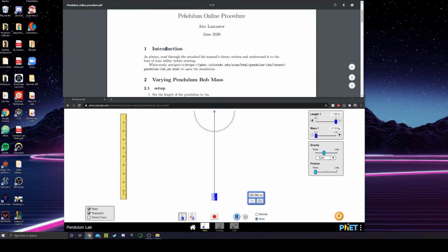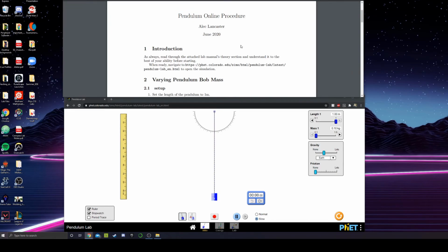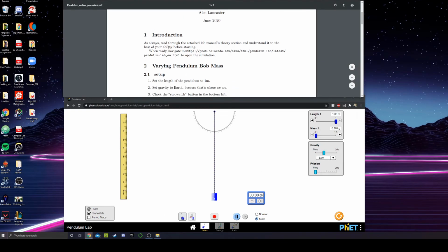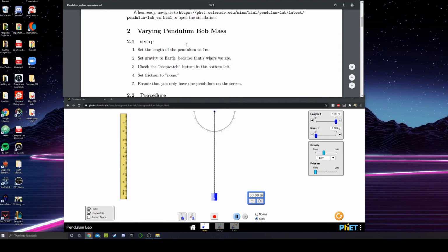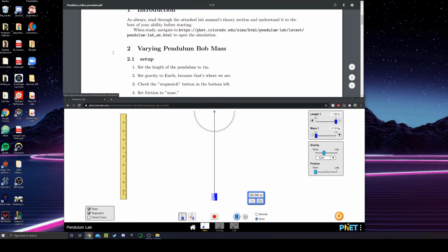Today we're going to be having a talk about pendulums and measuring the acceleration due to gravity on the Earth, as we have done many times before, by way of swinging some pendulums around. Before we jump in, please make sure that you have read through the lab manual's theory section and that you understand it as well as you can before we get going here. Once you've done that, go ahead and open up this simulation and you can follow along if you like, or of course you can use this data as your own if you feel the need.